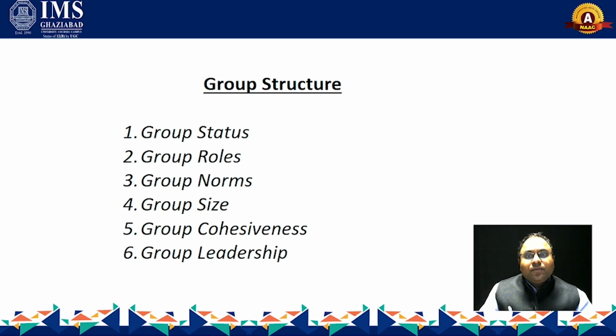If very few people are associated with a group, the group will be closer and more cooperative. But if the group size is very big, people do not have that much interaction, so interaction is less, and group size varies, and the structure of the group also varies. The fifth one is group cohesiveness.